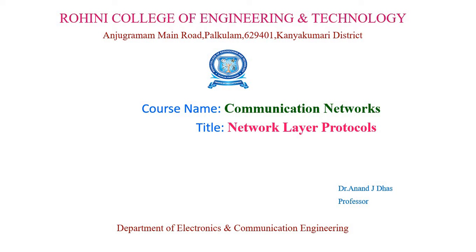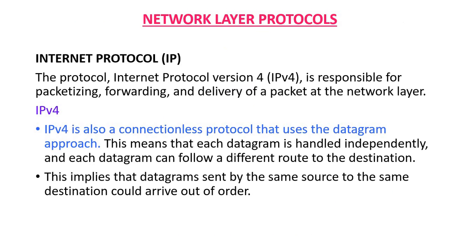In this lecture, we can learn about network layer protocols. So in communication networks, we know that we have 7 layers, and the third layer in the OSI model is called the network layer. And the network layer contains certain protocols.